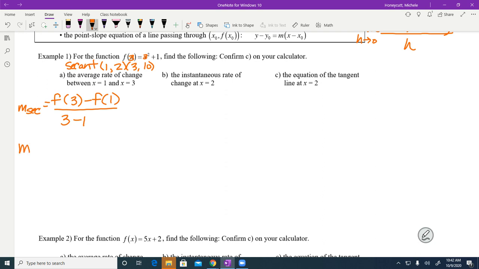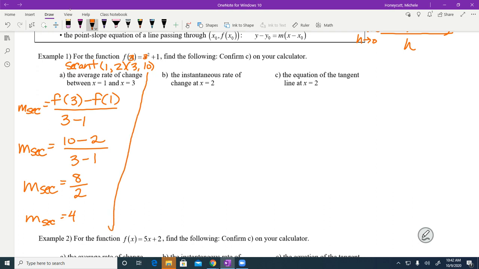So the slope of my secant line is f of 3, which is 10, minus f of 1, which is 2, all over 3 minus 1. So the slope of my secant line is 8 over 2. The slope of my secant line is 4. So again, secant line slope should feel really familiar because it's just slope. Now, instantaneous rate of change, that's where we're going to do more work.